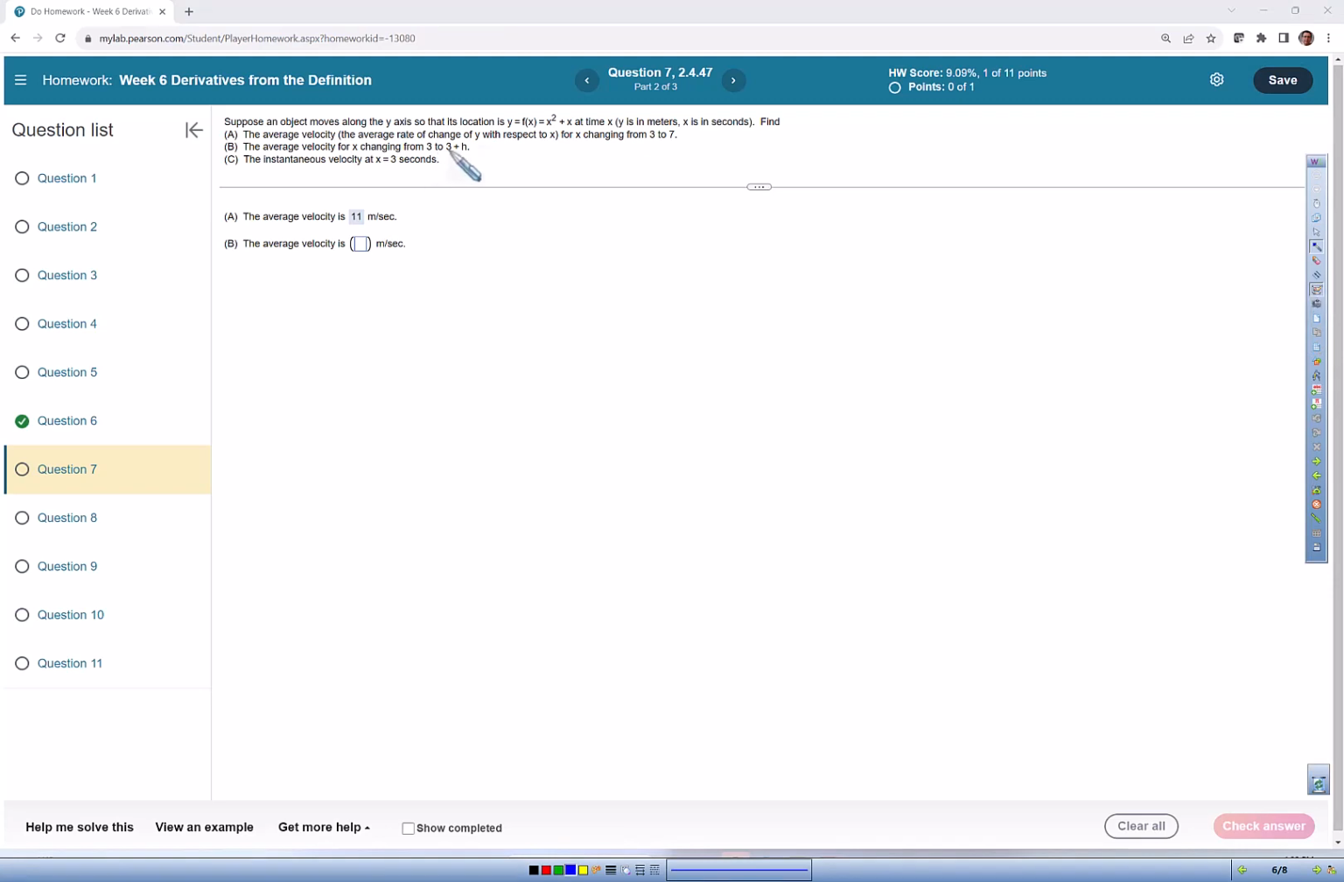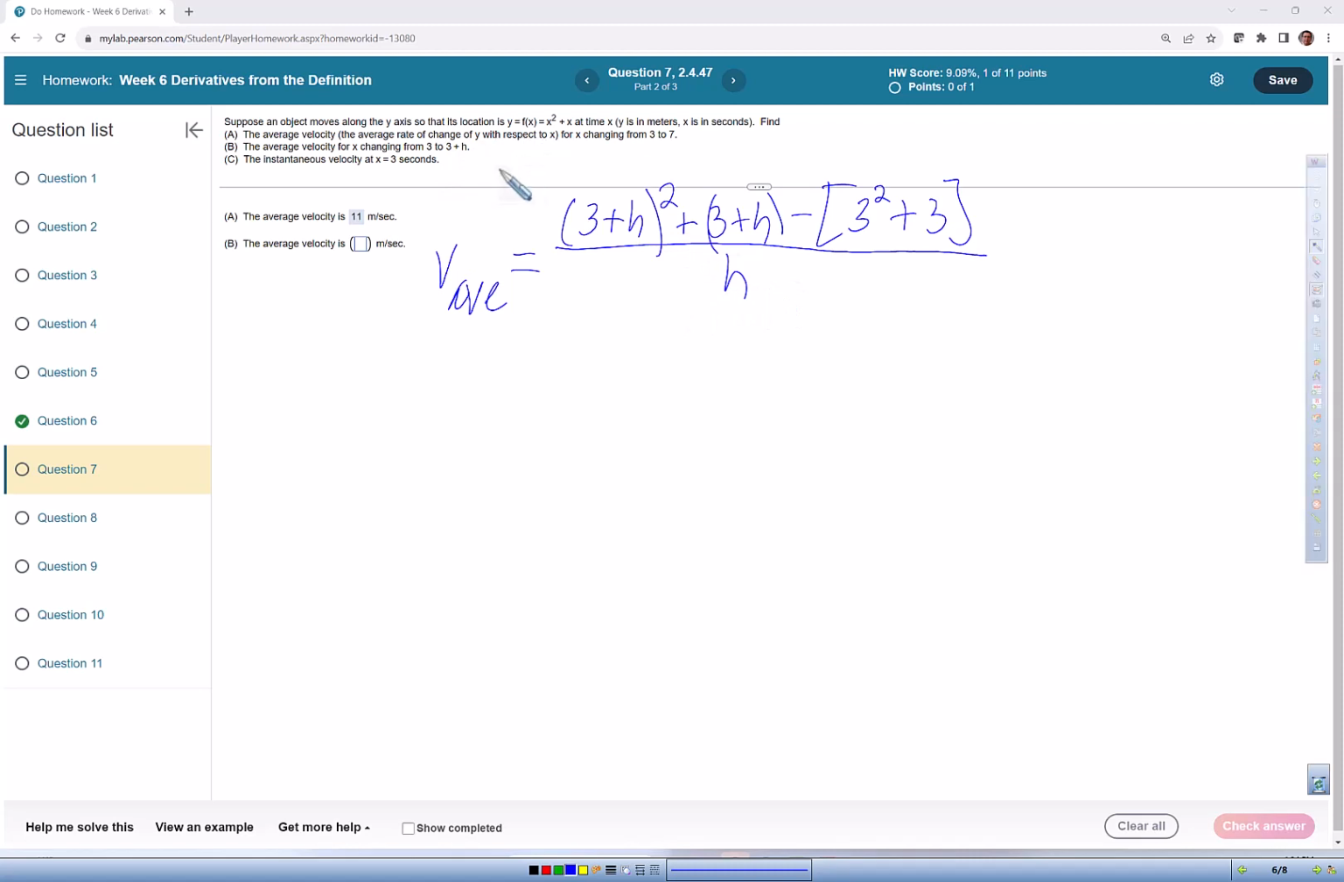The average velocity is, so we're doing from 3 seconds to 3 plus h seconds. So we're going to say V_AV equals 3 plus h squared plus 3 plus h minus 3 squared plus 3 all over h, because 3 plus h minus 3 is going to be h. So if we distribute that out, that's going to be 9 plus 6h plus h squared plus 3 plus h minus 9 minus 3 all over h.